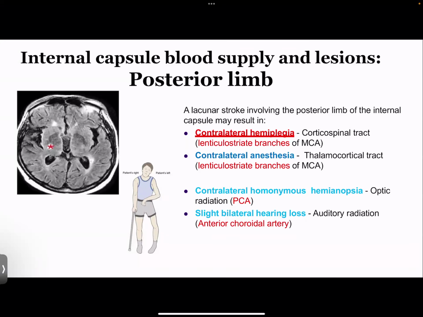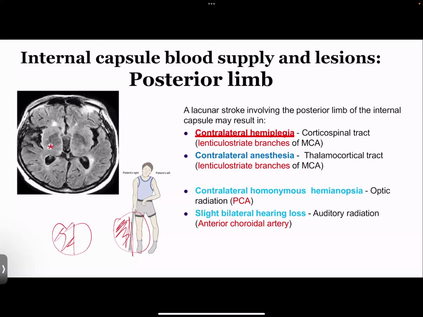So contralateral. Let's say the right posterior limb is affected. The deficits are going to show on the left side. So we're going to have left hemiplegia and left anesthesia, so they're not going to feel anything on that side. Not only that, they're going to have contralateral homonymous hemianopia. Remember what we said? They're going to have homonymous hemianopia without macular sparing. So the right side is affected, and the left vision is gone. Not the left eye, but the left half of each eye. The left of this and the left of that is totally gone. And we're going to have slight bilateral hearing loss. Okay?